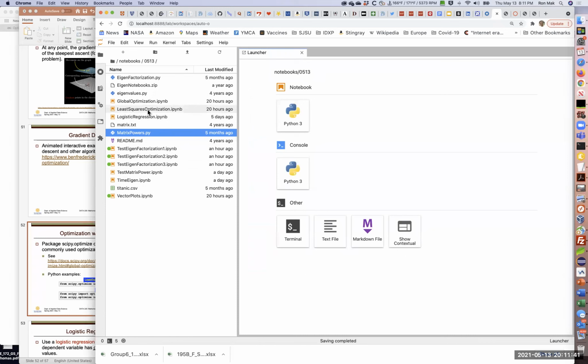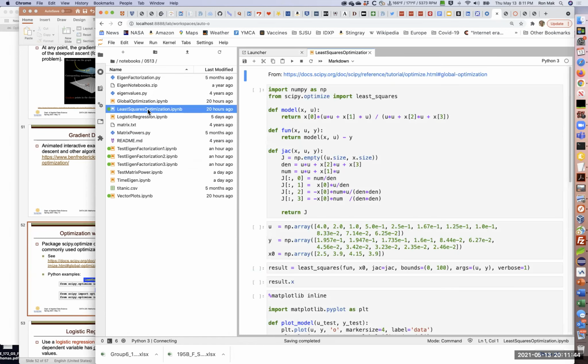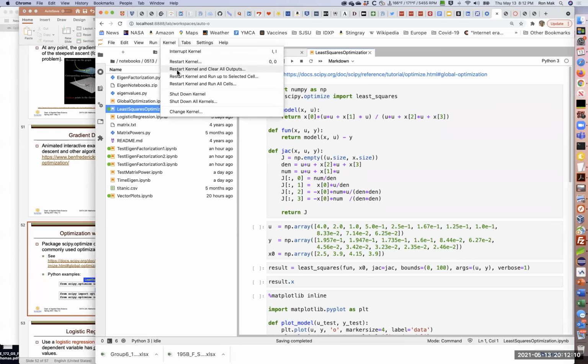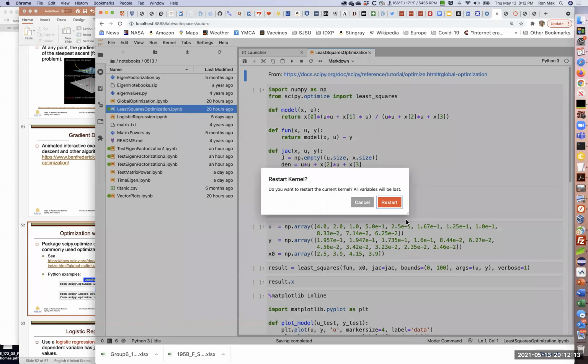Okay, so here is least squares optimization. You can see that we're creating a model here, and there's a function where we're using the model, and there's a definition here. Now, let me run this, and you'll see what's going on. Kernel, restart kernel, and run all cells. There we go.